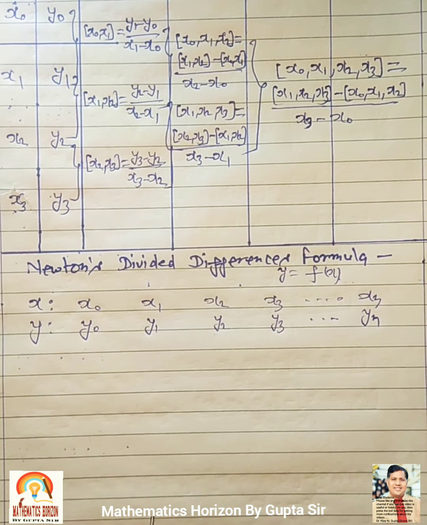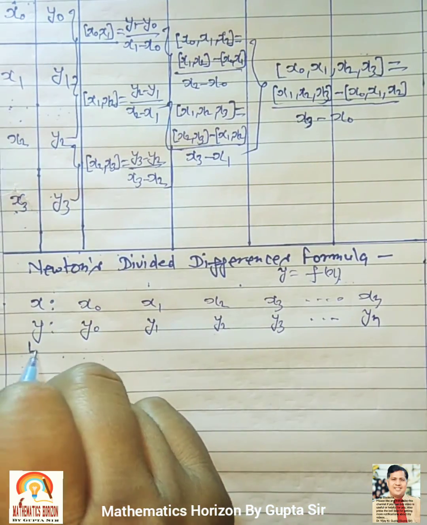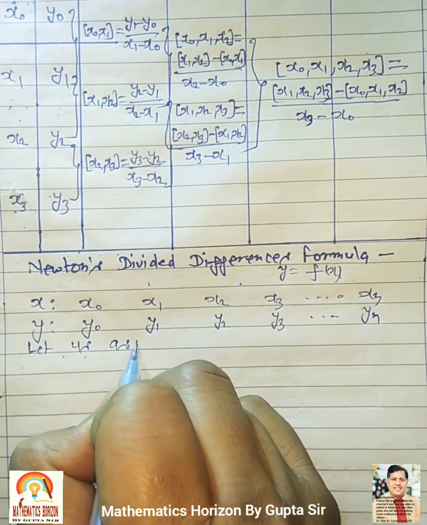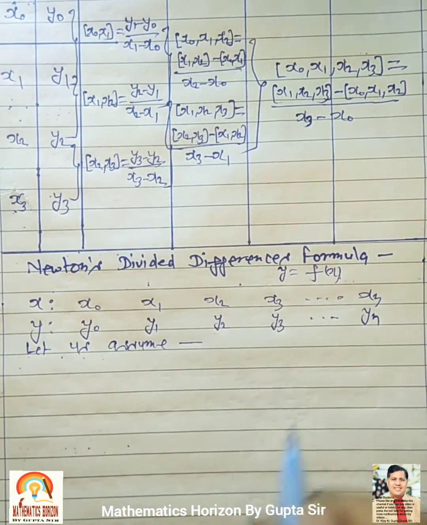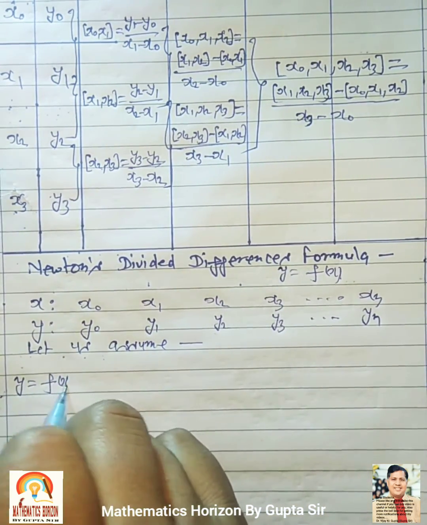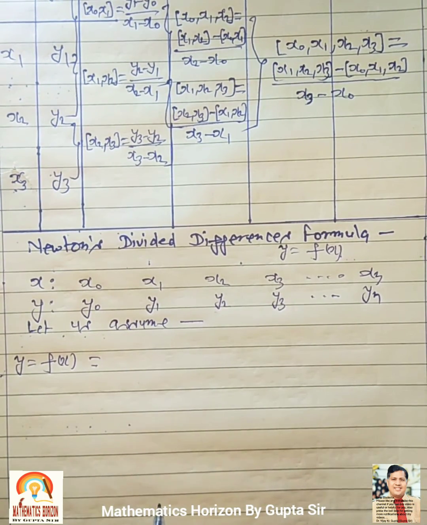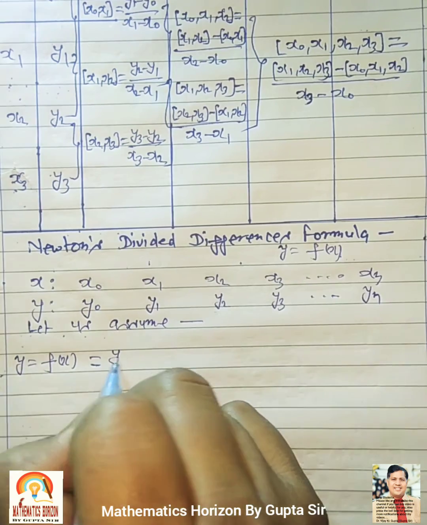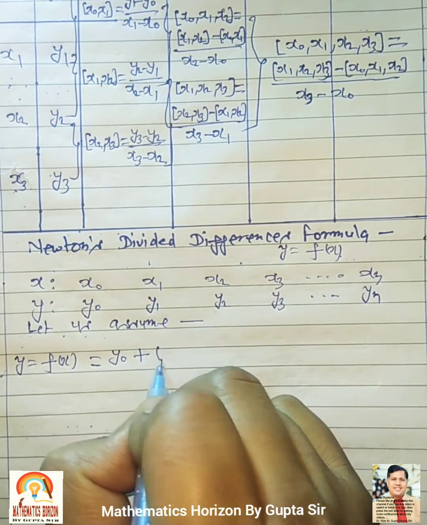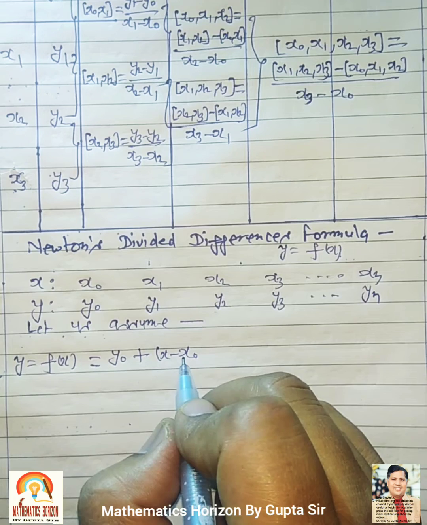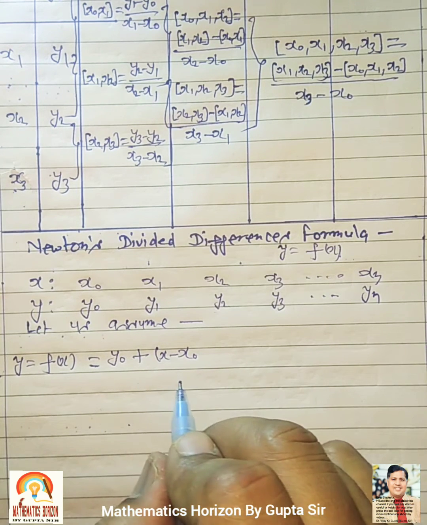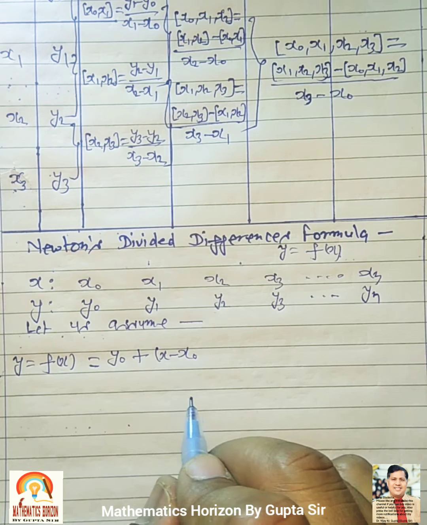Now let us assume this function be y equal to f(x), and suppose this is in the form y0 plus (x minus x0)... What is the Newton divided differences formula?